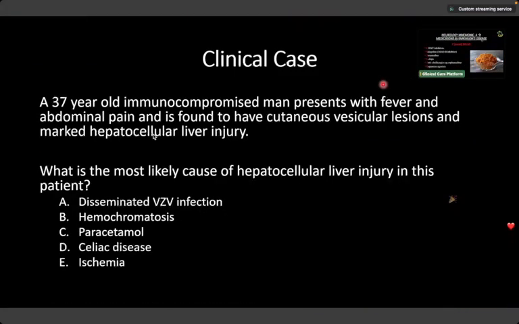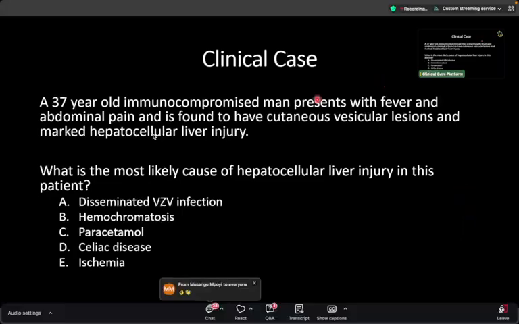Okay, guys. Now, I know our time is against us. So coming back to our clinical case, this is a summary. It was a 37-year-old immunocompromised man. We said he had an allogeneic stem cell transplant for chronic myelogenous leukemia. He presented with fever and abdominal pain, found to have cutaneous vesicular lesions and marked hepatocellular liver injury. Remember, his ALT and AST were above 4,000.